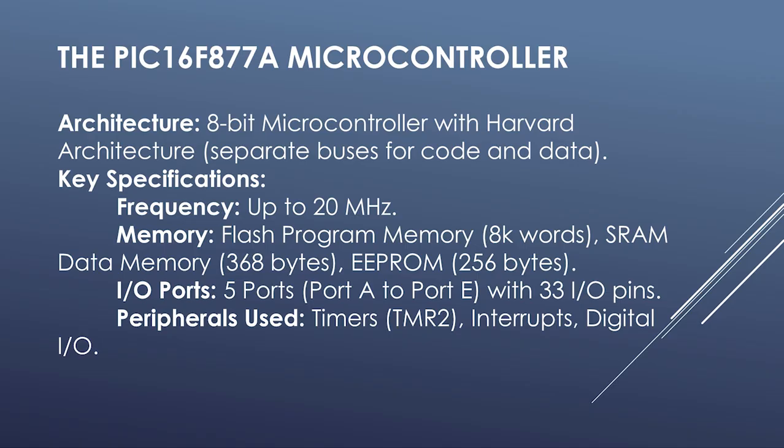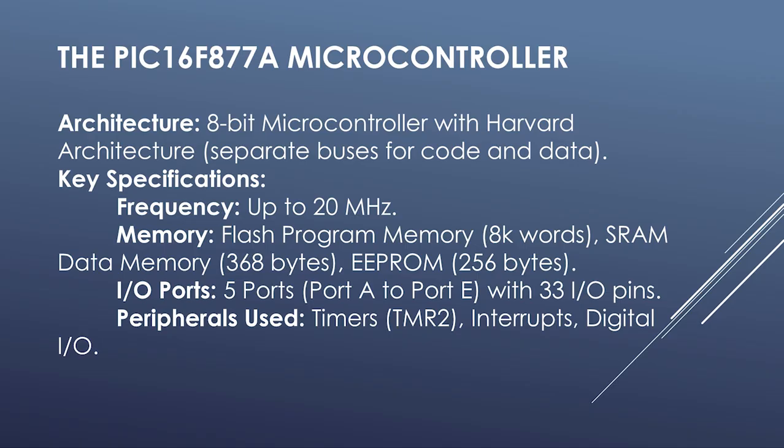The microcontroller has three types of memory. It contains 8K words of flash program memory for storing the program, 368 bytes of SRAM for temporary data storage, and 256 bytes of EEPROM for storing data permanently even when power is off.